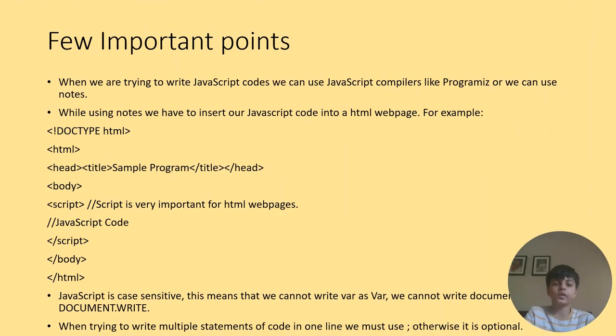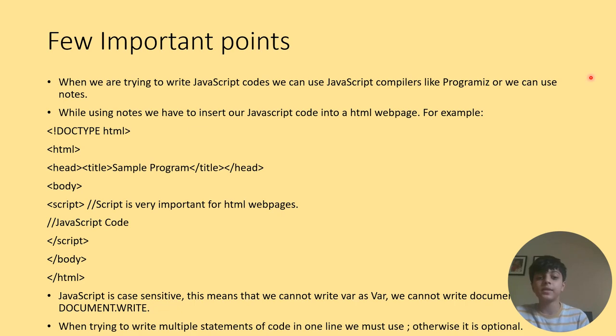So, what are a few important points we must remember while learning JavaScript? Okay, so first of all, you may not remember this forever, so you can come back here once you're done with the JavaScript course to go through it again so that you can understand it even more. First of all, when we are trying to write JavaScript, we can use JavaScript compilers like programmers, or we can use Notepad. When we are using Notepad, we must remember to use the JavaScript code and embed it into an HTML web page, because Notepad doesn't allow us to just insert it as a JavaScript web page itself.